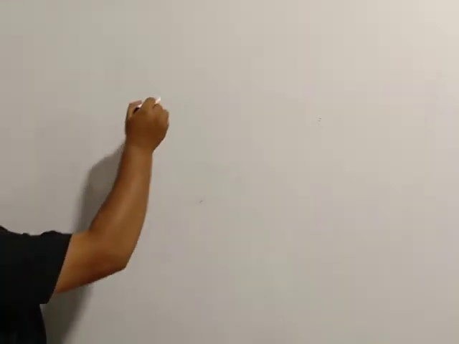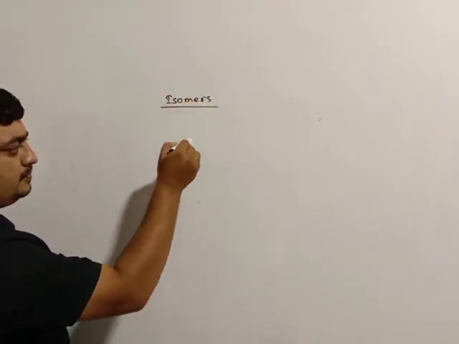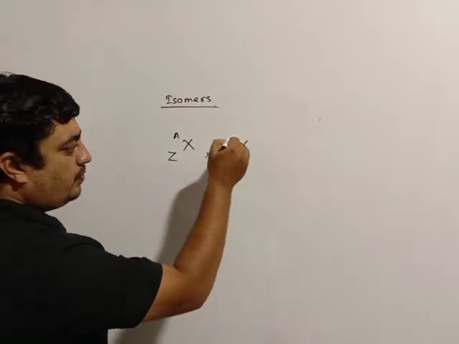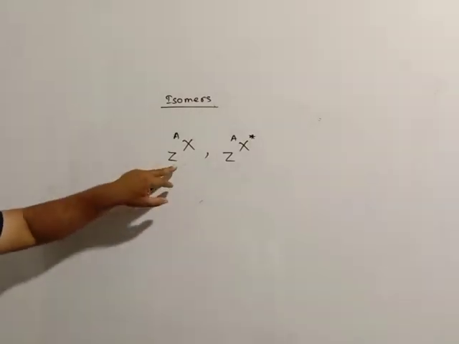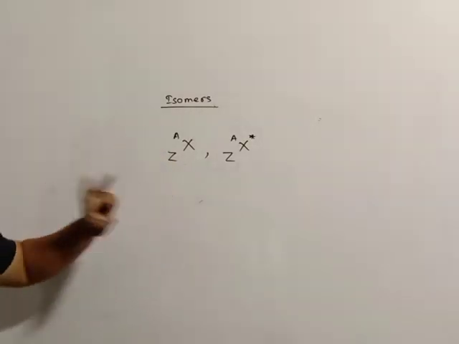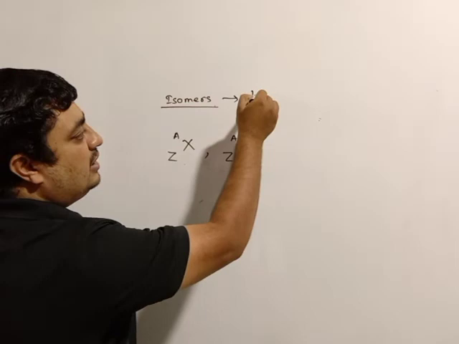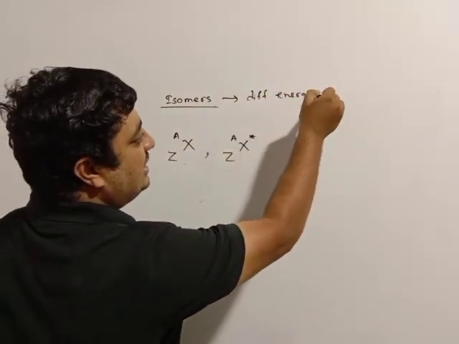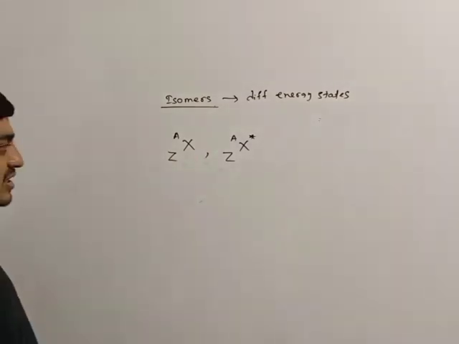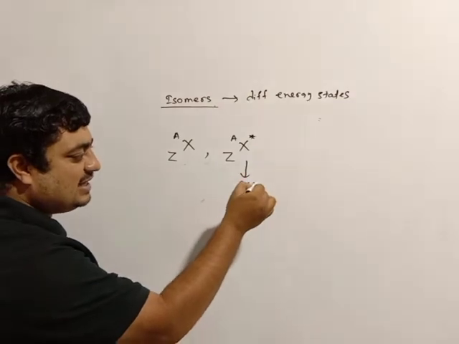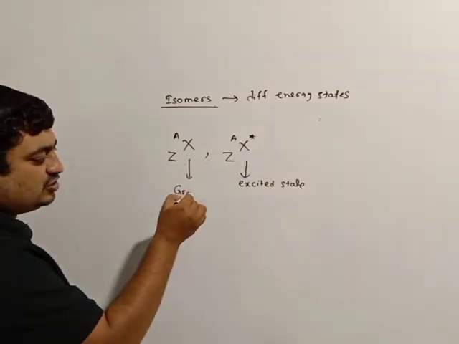The next term is isomers. These two nuclei are called isomers. Isomers have the same Z, same A and same N, but they have different energy states. If two nuclei have different energy states, they are called isomers. So this represents the excited state and this nucleus represents the ground state.